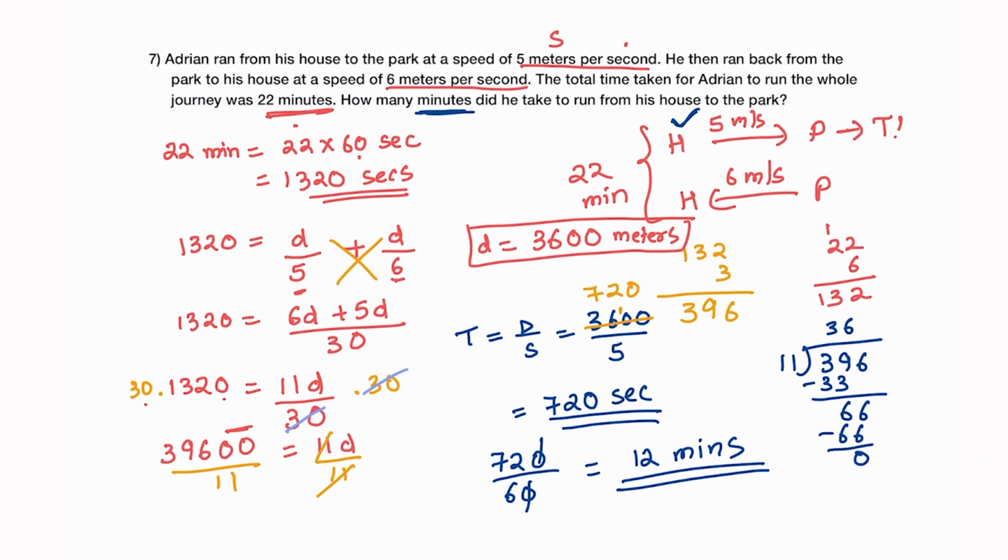Now, they've not asked you the second part, but the total time was 22 here, right? So this will be 10 minutes, because 12 is to go from his house to the park. So the remaining 10 minutes will be from the park to the house. That's it, and it's done.